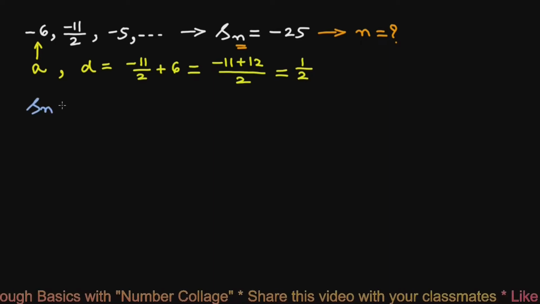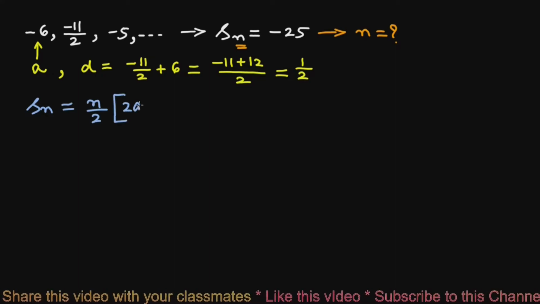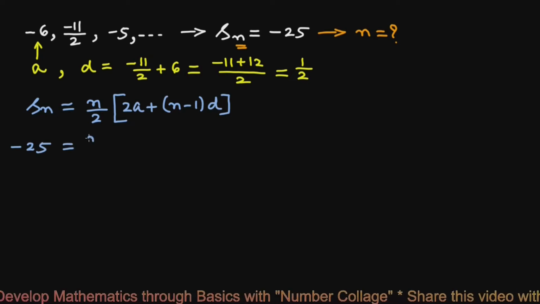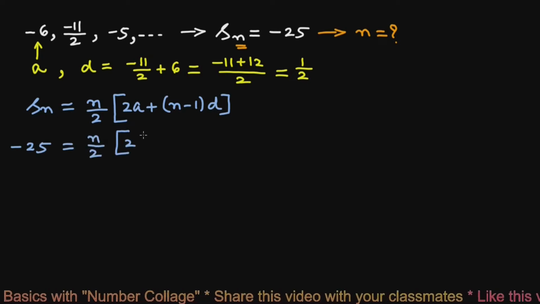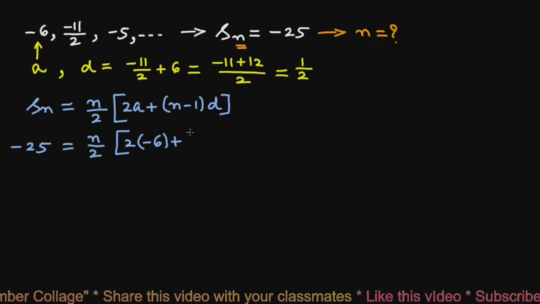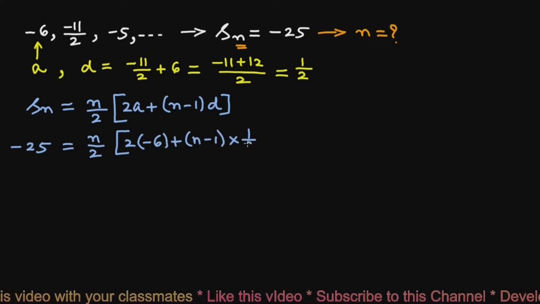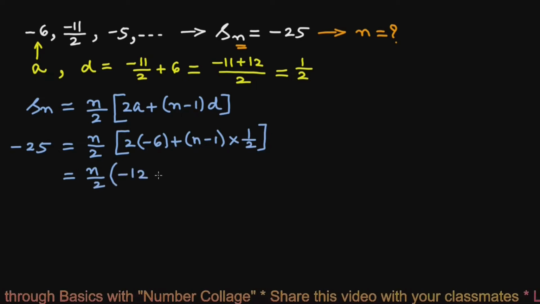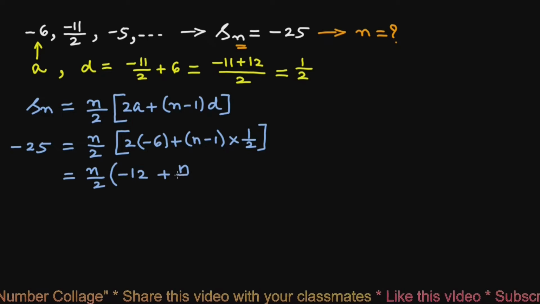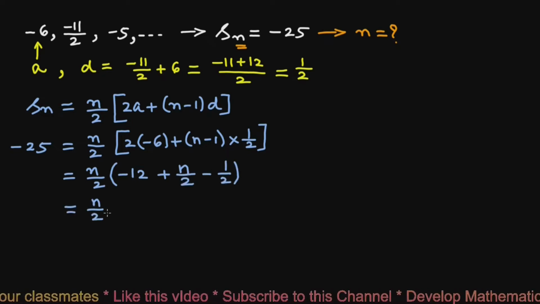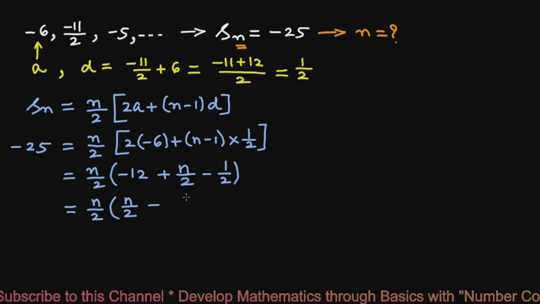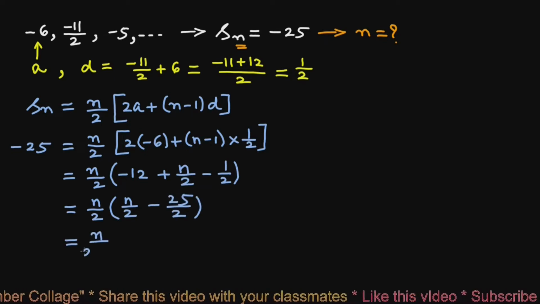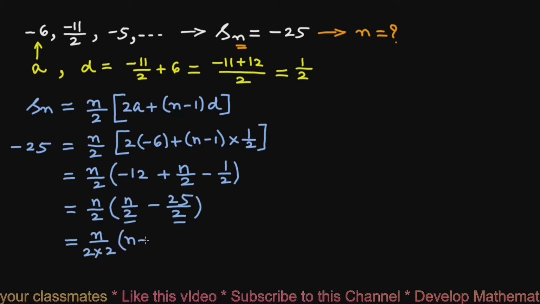We have Sn equals n by 2 into 2a plus n minus 1 into d. That will be minus 25 equals n by 2, 2a, 2 multiplied by minus 6, plus n minus 1 into d, which is half. That will be n by 2 multiplied by minus 12 plus n by 2 minus half. That will be n by 2 into n by 2 minus 24 plus 1, 25 upon 2. That will be n by 2 multiplied by 2 into n minus 25.